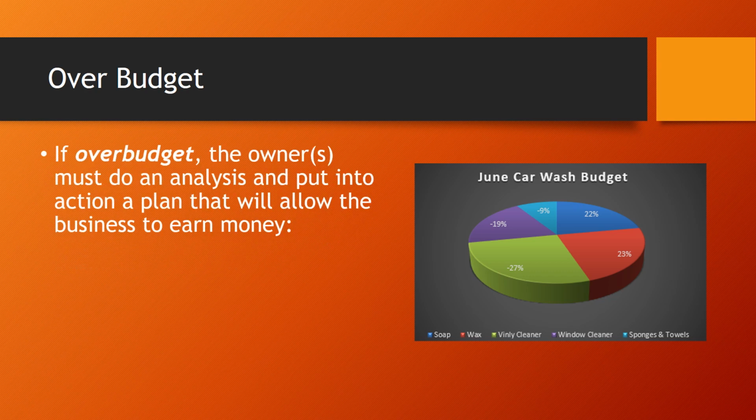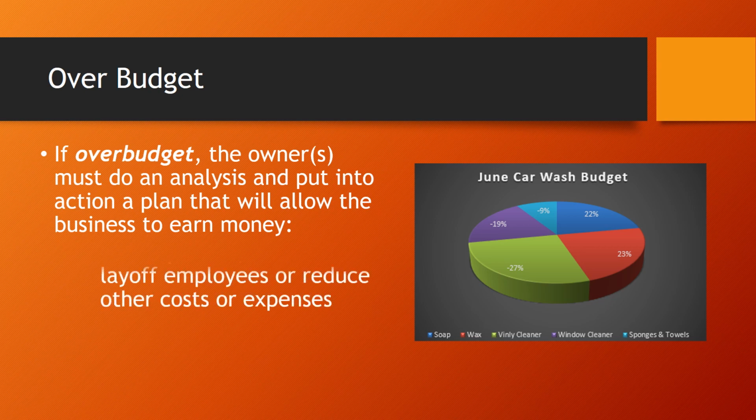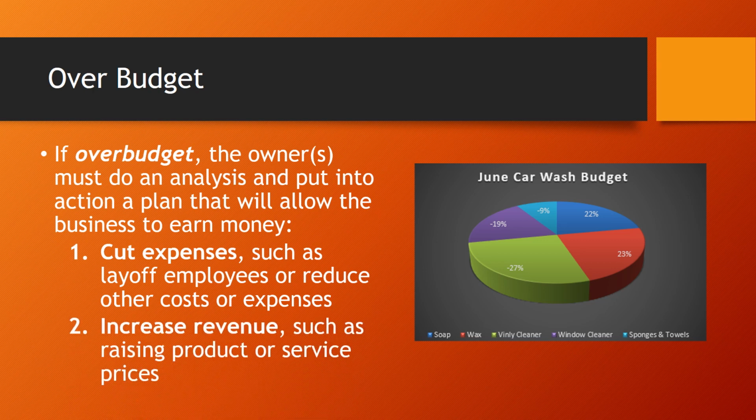If over budget, the owner must do an analysis and put into action a plan that will allow the business to earn money. The business cannot keep operating over budget, otherwise they will go out of business. They have a couple of choices. They can cut expenses, which might mean layoffs for employees, or looking at ways that they can reduce other costs or expenses. Secondly, they might have to increase their revenue, such as raising product or service prices.